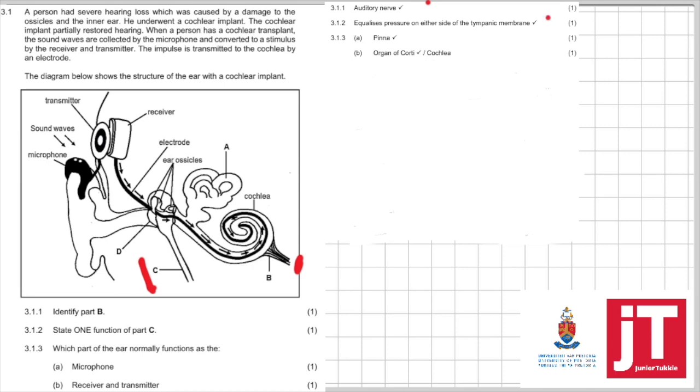3.1.3. Which part of the ear normally functions as the microphone? So the microphone, can you see? It normally functions as the pinna. Which part of the ear normally functions as the receiver and the transmitter? Right. So the receiver and the transmitter, look, that will be the organ of Corti. This is a very nice question.